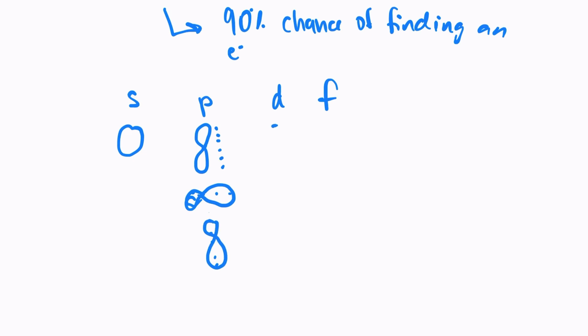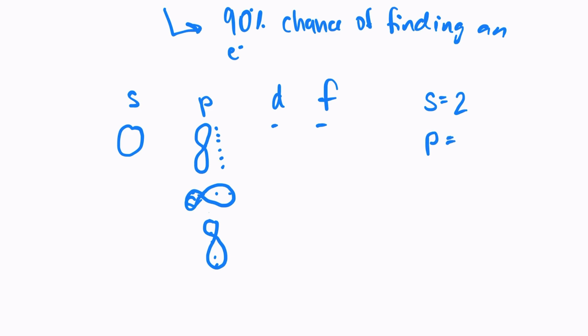D kind of looks like a flower. F, we're still unsure what it looks like, but you actually don't need to know those shapes. You do, however, need to know how many electrons can fit into each of these sublevels. So in sublevel S, we can have a max of 2 electrons.